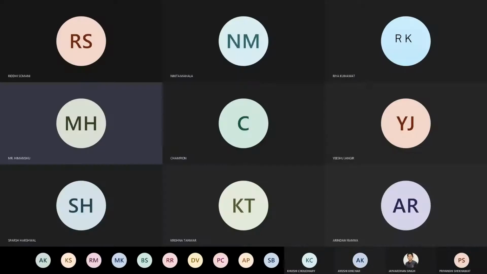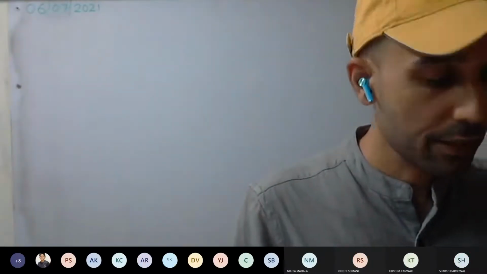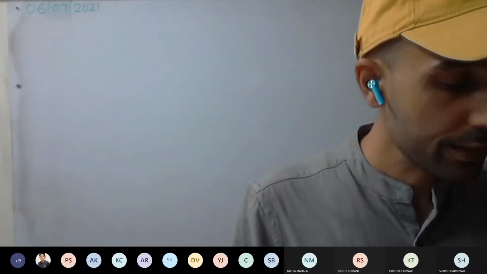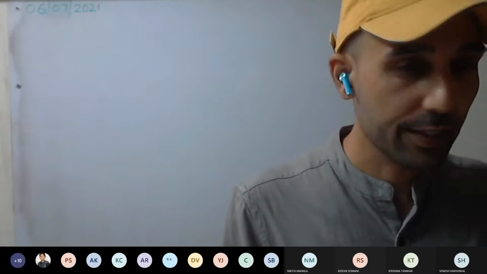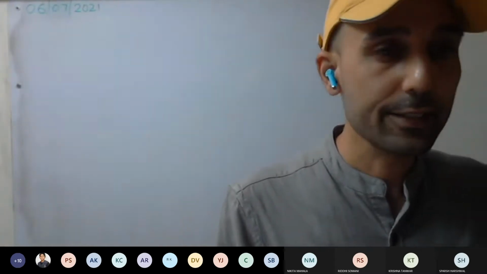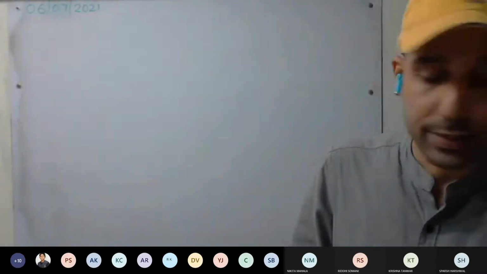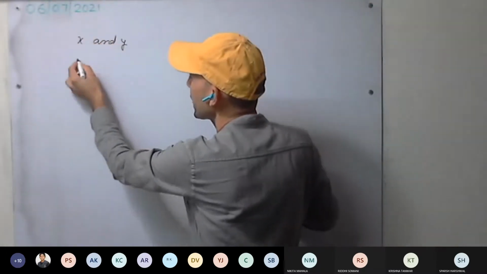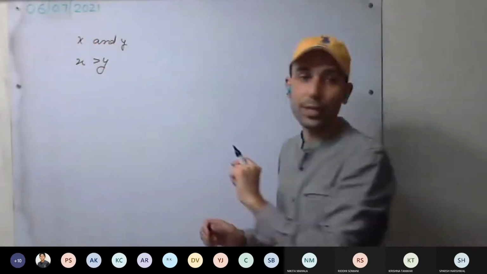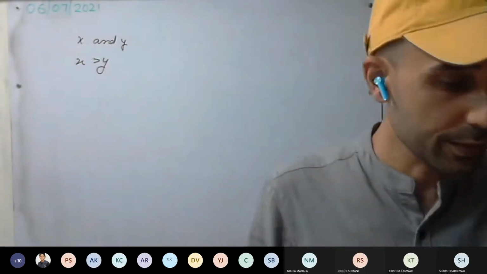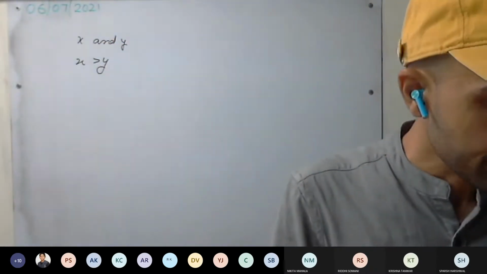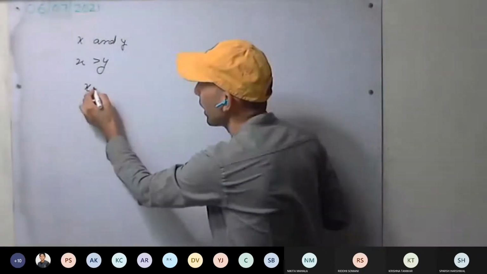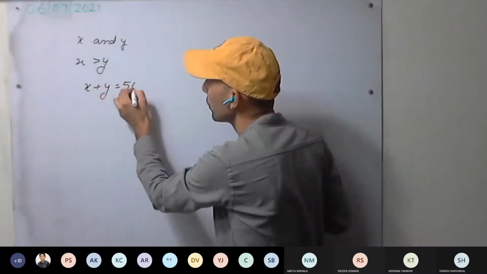The sum of two positive numbers x and y, where x is greater than y, is 50. What information is given to us? The two numbers are x and y, and x is greater than y. Other than that, their sum is 50, which means x plus y equals 50.